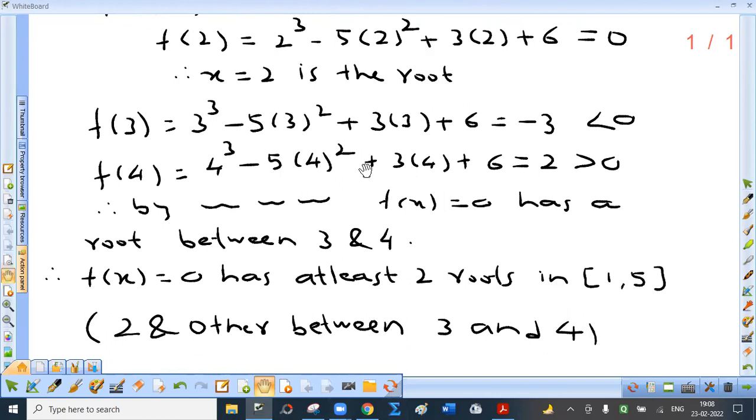It is possible actually that the other root may not lie in this interval, but in all, x cube is there, so this equation has 3 roots. If 2 are real, the third has to be real only. This will not happen that 2 are real and 1 is complex, because complex roots always occur in pairs.